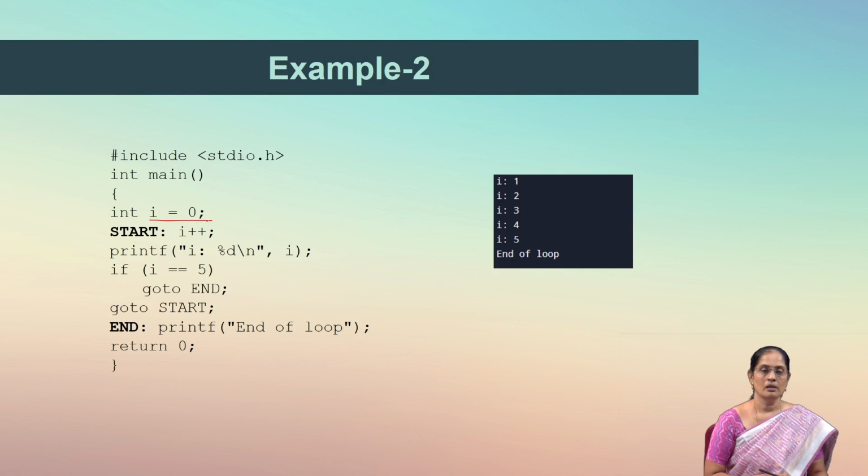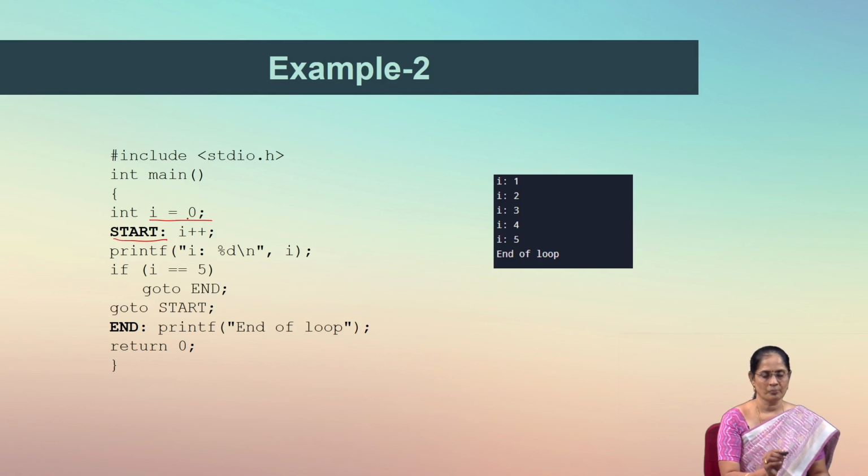So, here what do we do? Here we are declaring a variable and assigning the value 0. Without any condition checking, I just use a label start, in which we are incrementing the value of I by 1. And then we go ahead with printing its value and we check if I value is 5, then go to end or else go to start again. Can you sense a form of a loop here? Yes, of course. So, what happens?